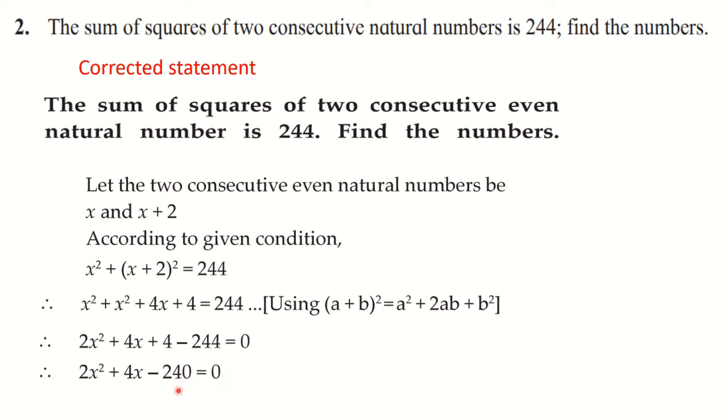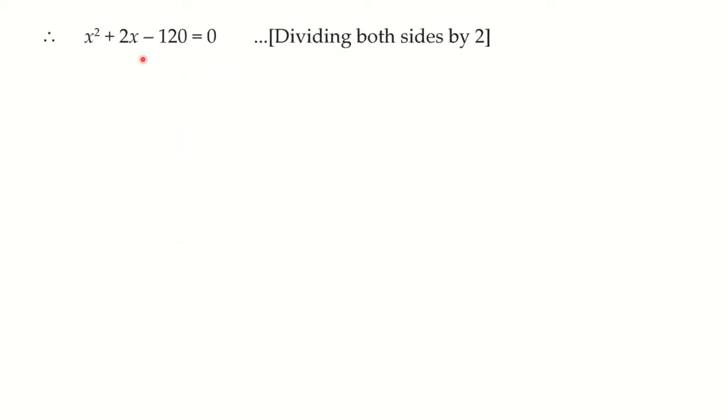But don't start factorizing it here. What you can observe is that you can still make it simpler. You can divide it by 2 everywhere and then the equation is going to become simple. So we can divide it by 2 and we will get the easy equation as x square plus 2x minus 120 is equal to 0. How we got it? Dividing all the terms or both the sides by 2.